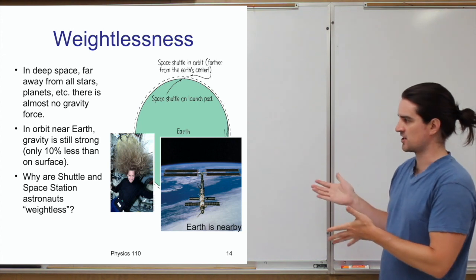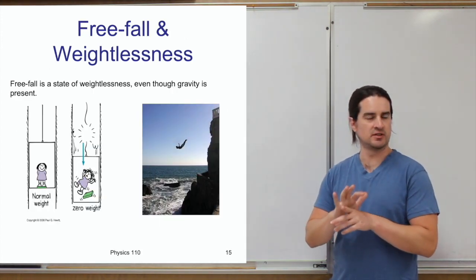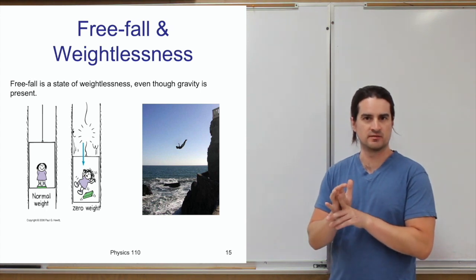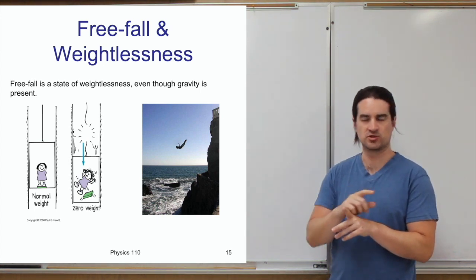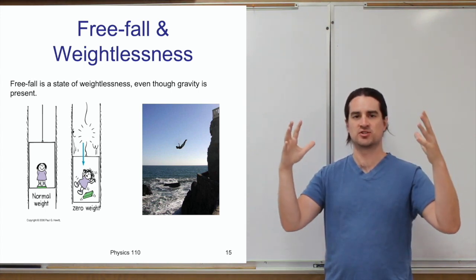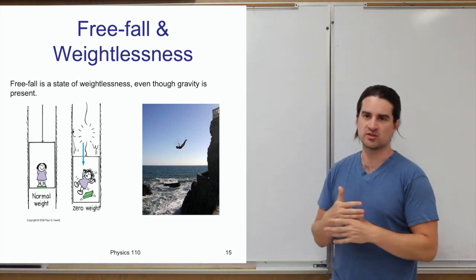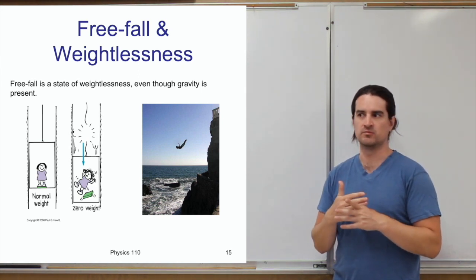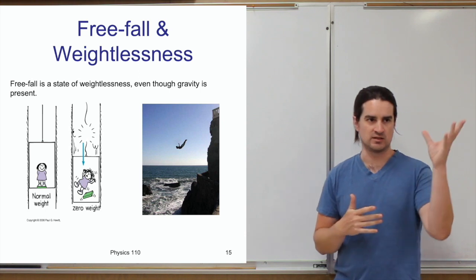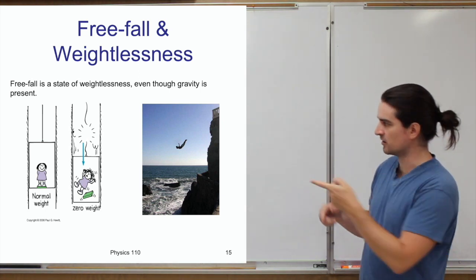So why is it that these astronauts feel weightless? Again, it's not because there's no gravity out in orbit. There's still 90% of the strength of gravity, or that force of gravity, still out at that distance. What it is, is that those astronauts are in a state of what's called free fall, meaning they're falling, essentially, is the easiest way of saying it.